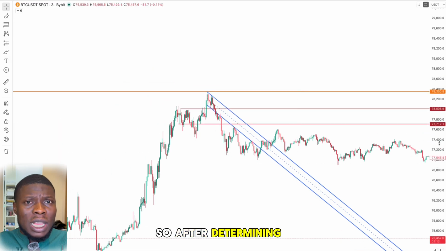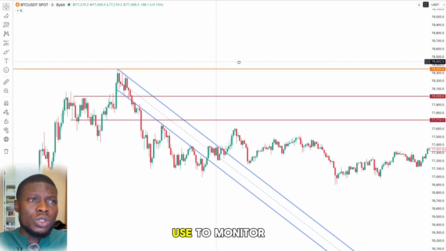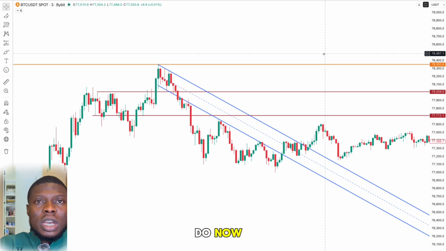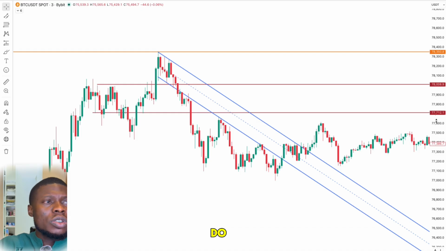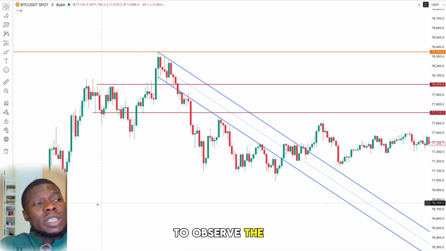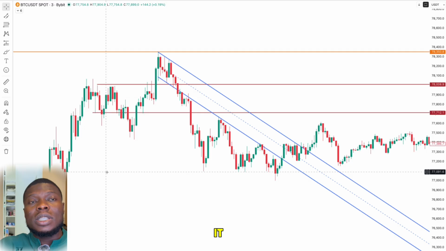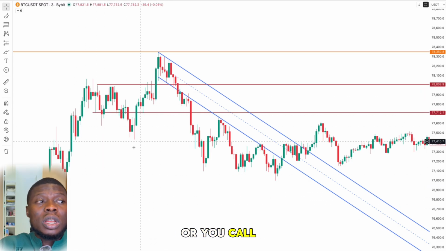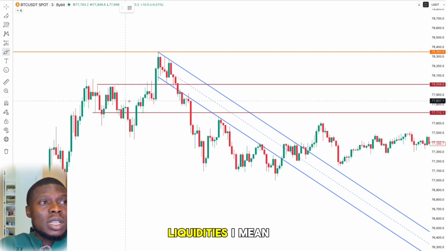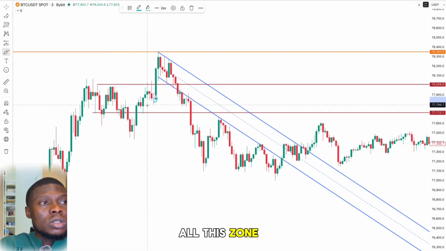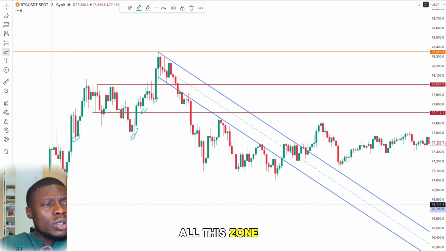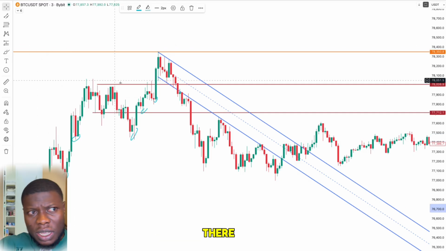So after determining the time frame you're going to use to monitor your lower time frame, what is the next thing you're going to do? The next thing is to observe the recent liquidities, or the previous support. When I say liquidities, I mean all these zones. In these areas, there are a couple of liquidities.